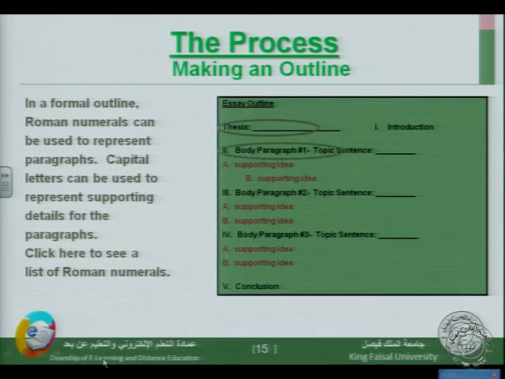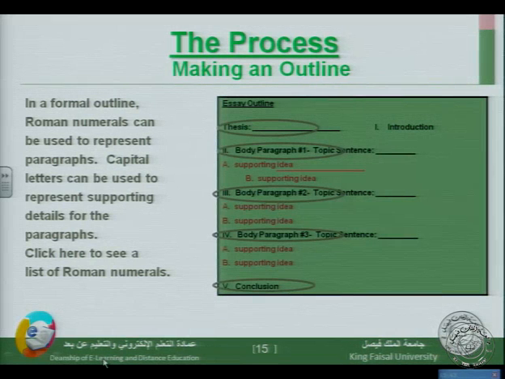And also we have talked about the process of making an outline. In a formal outline, sometimes we use Roman numerals. It's not a must to follow these, but what we usually do is use Roman numerals to present the paragraphs, like this one, this one.